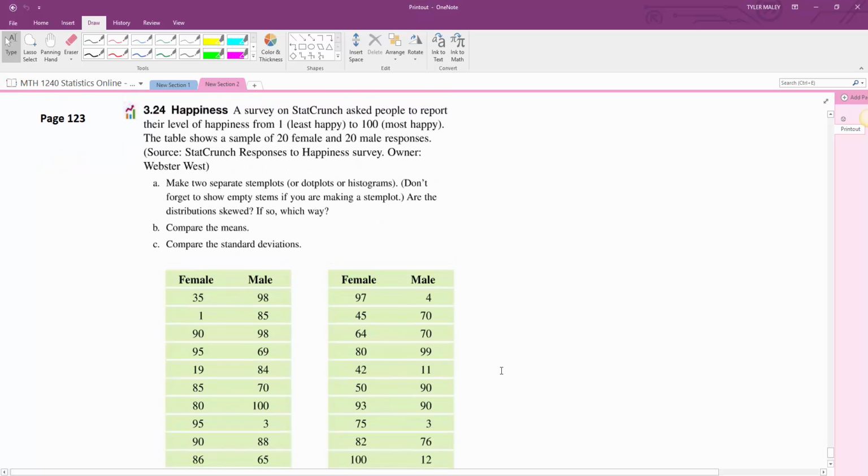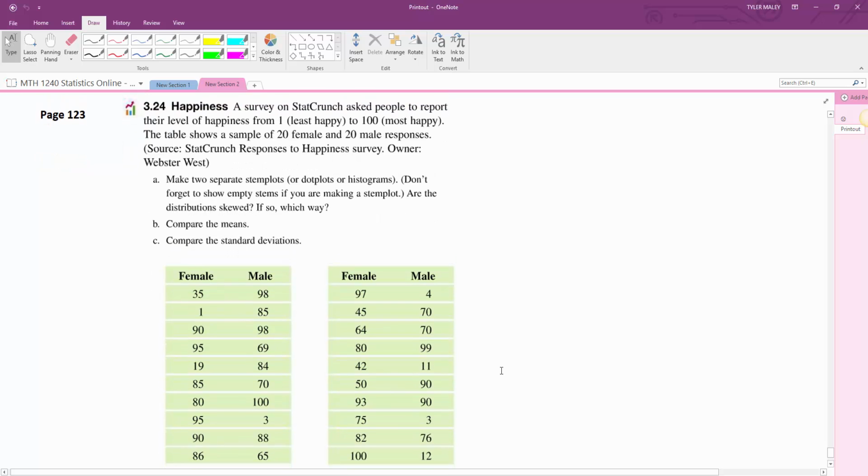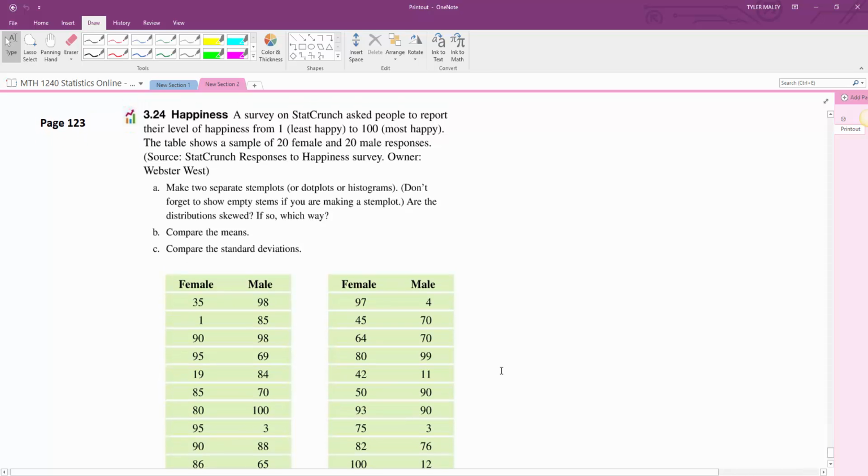All right. So now what I would like to do is go over problem 24 on page 123. This is an example from this text. What we're told is a survey on StatCrunch asked people to report their level of happiness from 1 being least happy to 100 being most happy. This table shows a sample of 20 female and 20 male responses.